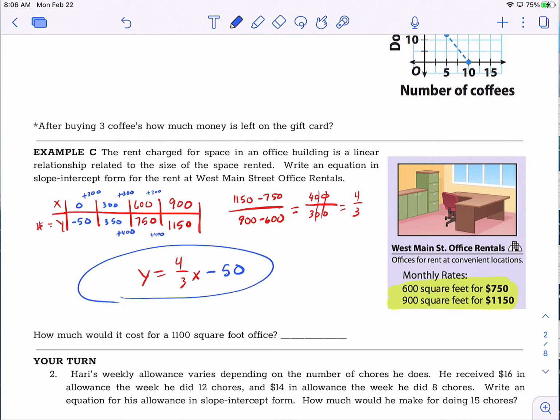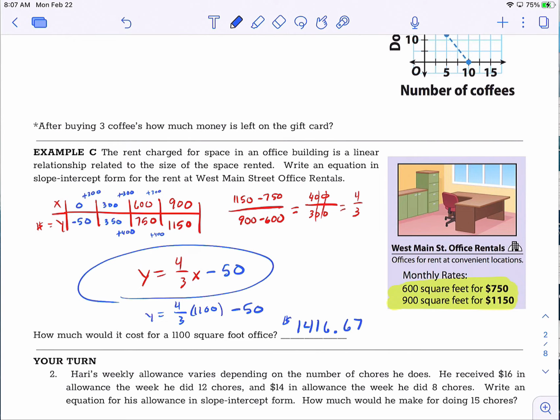So the question here at the bottom is how much would it cost for a 1,100 square foot office? We're just going to plug that in. y equals 4/3 times 1,100 minus 50. And if I remember right, I think this comes out to an ugly number, so I'm going to use my calculator. 4/3 times 1,100 minus 50. I got $1,416.67 after rounding off. If you look at the pricing over there, 900 square feet is $1,150. So for a 1,100 square foot office, 200 more square feet, I got a bigger number there.